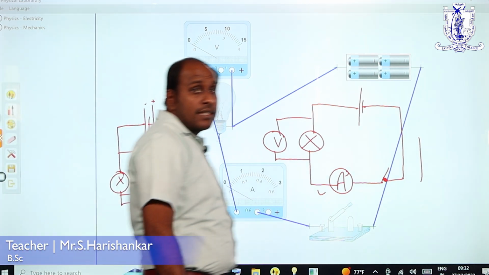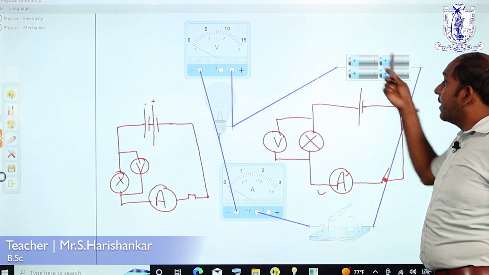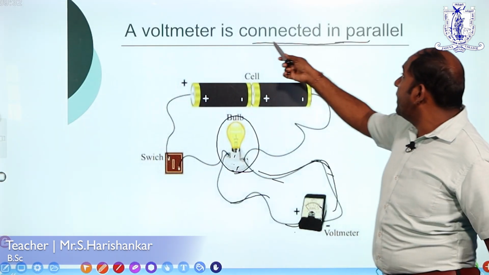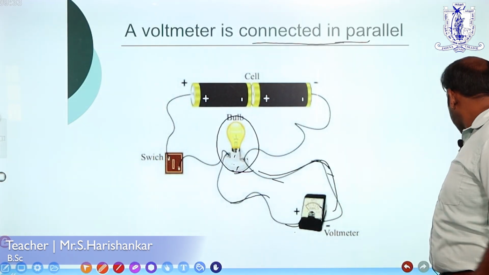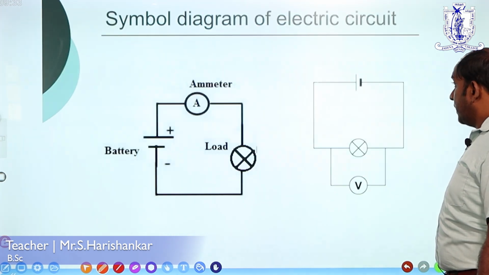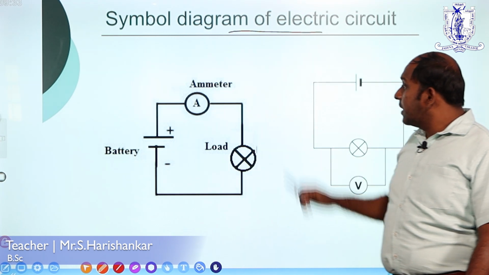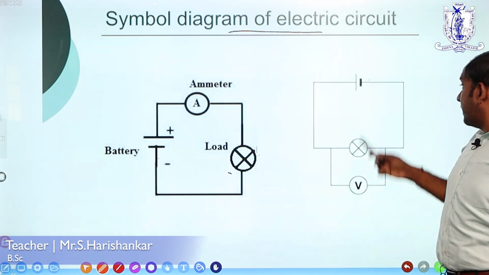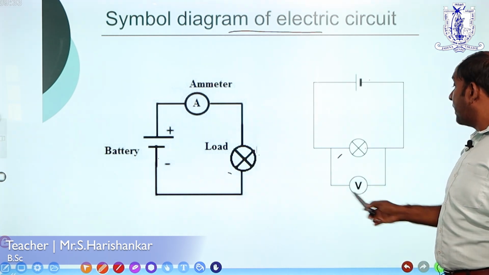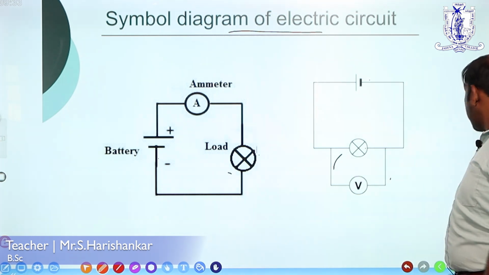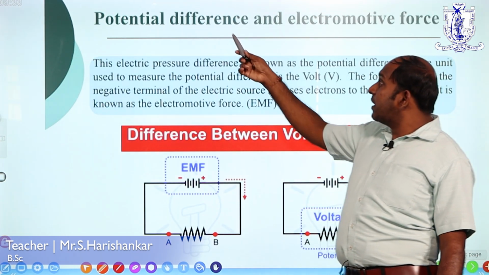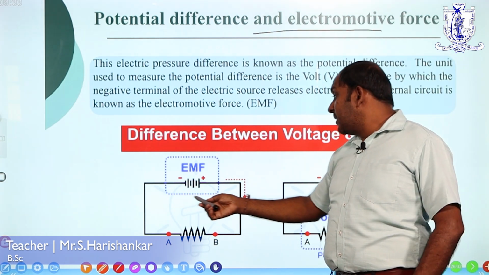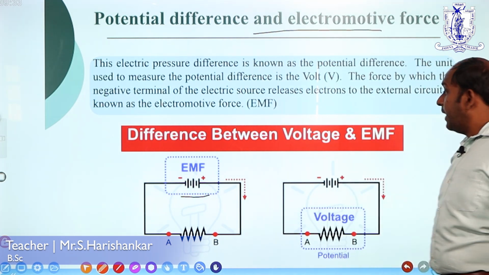This is a simple diagram of the batteries, bulb, and the ammeter and voltmeter connected in the circuit. The voltmeter is connected in parallel, and the ammeter is connected in series, and this is the symbol diagram of the electric circuit. This is the batteries, ammeter and load. Load means the bulb here, and batteries, bulb, voltmeter. The voltmeter is connected in parallel, and then the potential difference and electromotive force. The very important thing is the bulb and the batteries, the electromotive force and voltage.